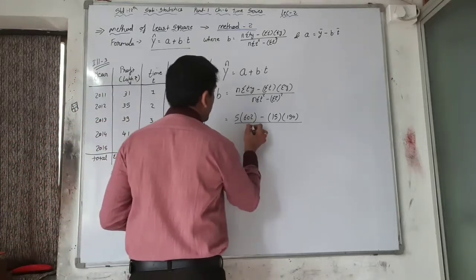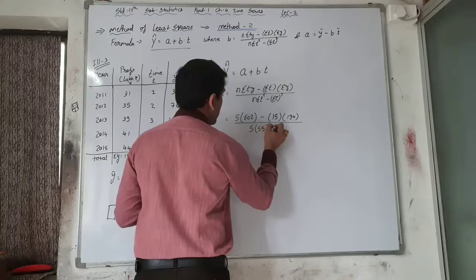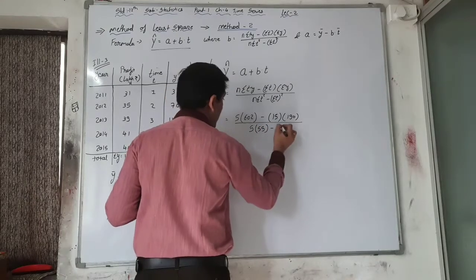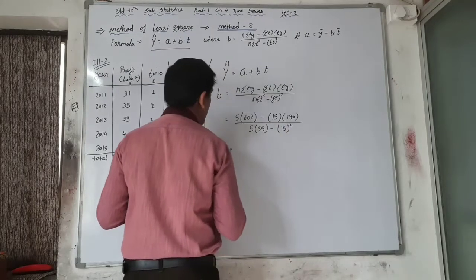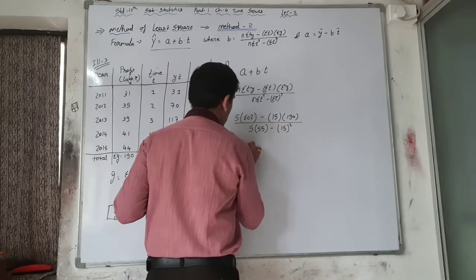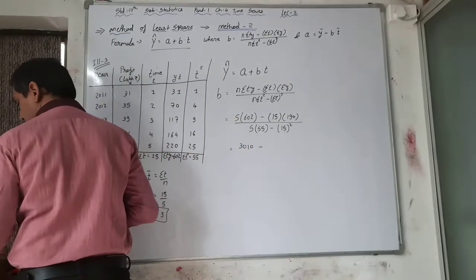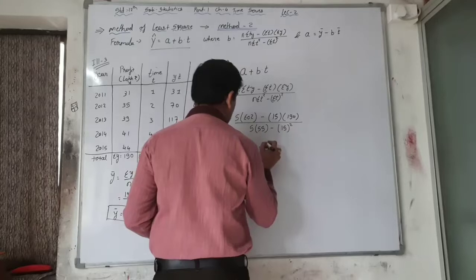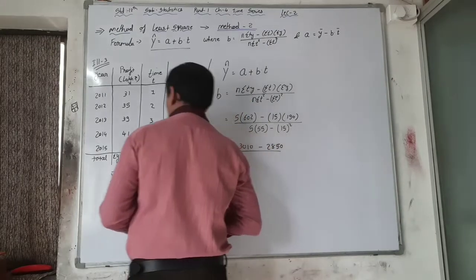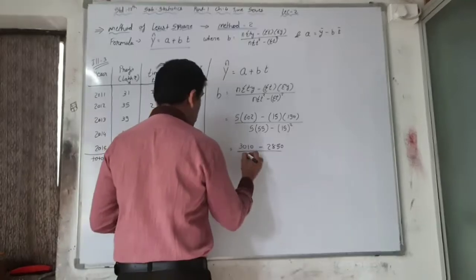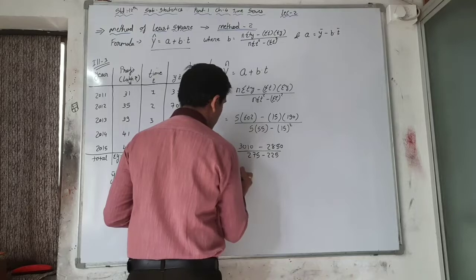Okay, and that is 5 sigma t square 55 minus sigma t, that is 15, all squared. 5 into 602, 3010 minus 15 into 190, that is 2850, upon 5 into 55, 275 minus 225, 15 square.